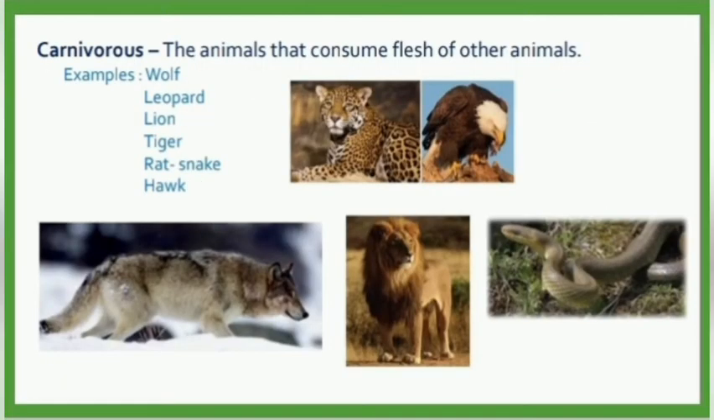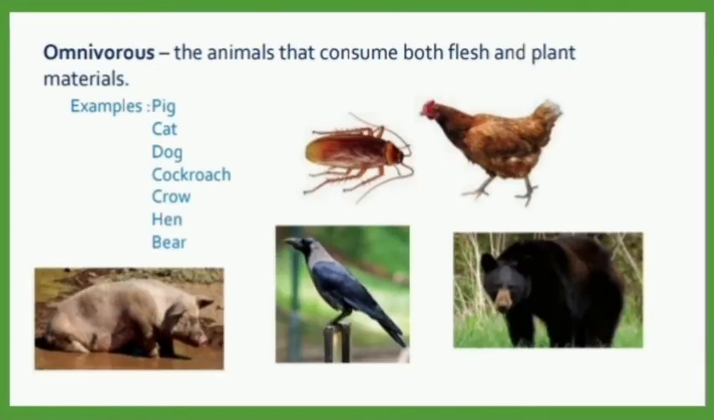The second type is carnivorous animals, the animals that consume the flesh of other animals. Examples are wolf, leopard, lion, tiger, rat snake and hawk. In the diagrams you can observe them. The last type is omnivorous animals, the animals that consume both flesh and plant materials. Examples are pig, cat, dog, cockroach, crow, hen and bear.